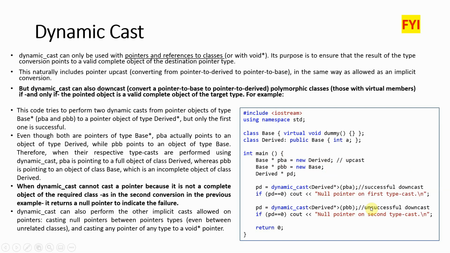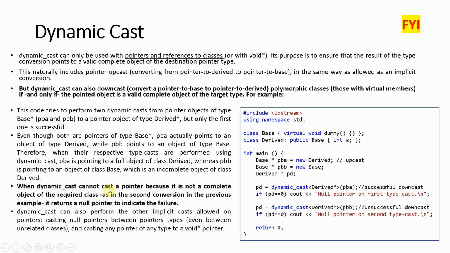However, for PBB, for this variable, we can't cast it as a derived pointer. Why? Because it's pointing to a base object. Basically PD becomes 0. Not an error, but this is not successful. It's an unsuccessful downcast, so PD becomes 0. This is successful downcasting. This is unsuccessful downcasting.